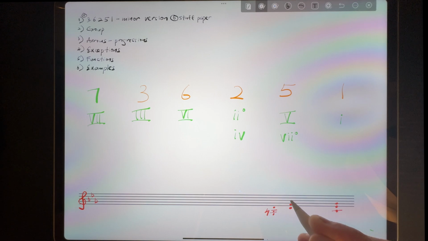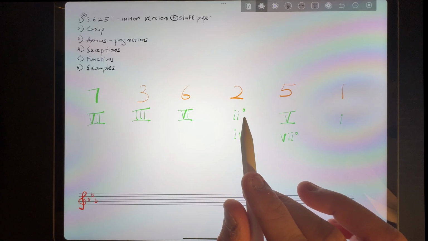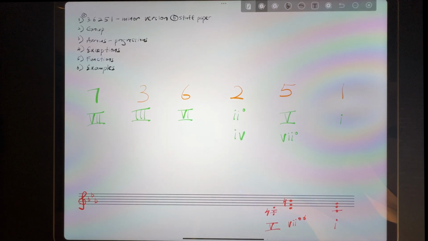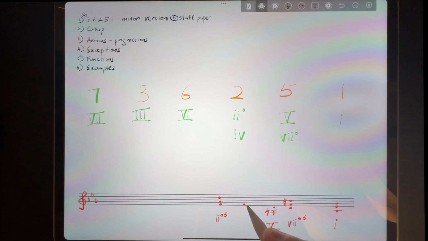Re, Fa, Ti. So this is the major 5. This is the 7 diminished 6. This is the minor 1. And the 2 chord is also a diminished triad, so we need to use the first inversion of it. So it would be Fa, Le, Re. This is 2. Diminished 6, this would be Fa, Le, Do.